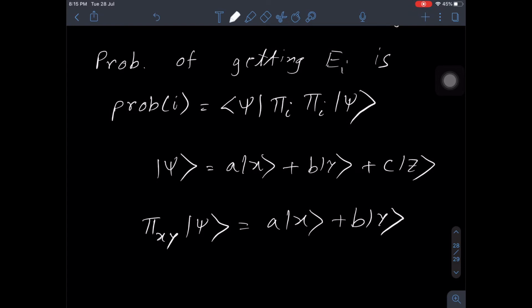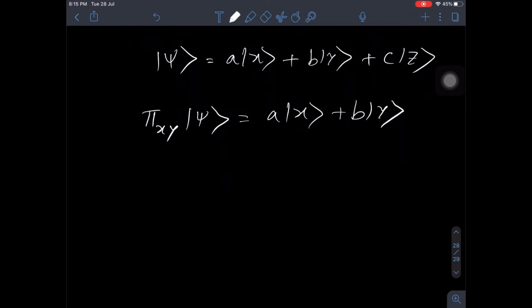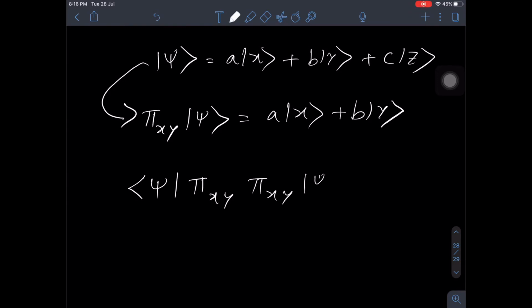And now if I ask you what is the norm of this vector, if you measure in this decomposition, you get this vector out. Psi collapses to this vector. And now if you want to take the probability of getting it, what you do is take the norm of this vector. So you apply pi XY on psi, and this gives you nothing but a square plus b square.